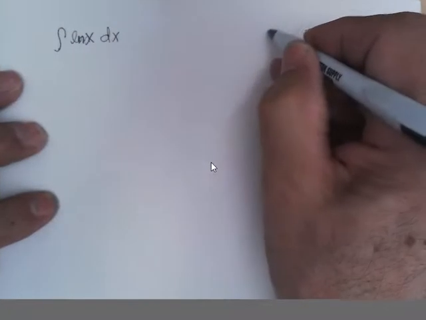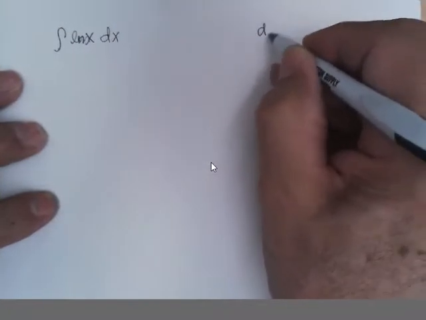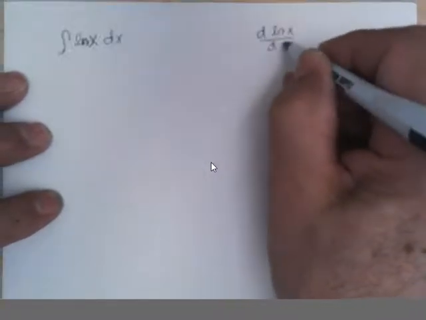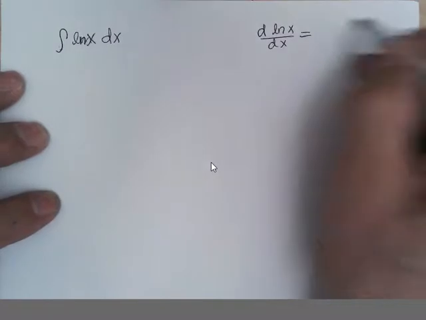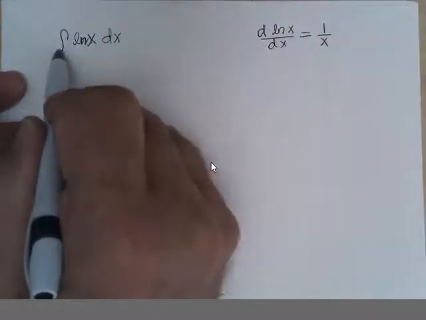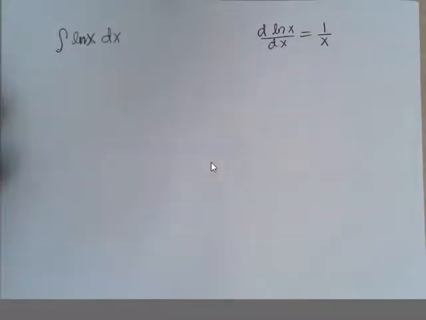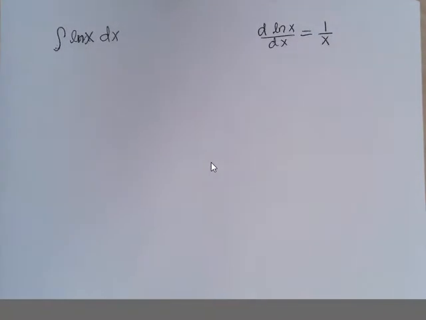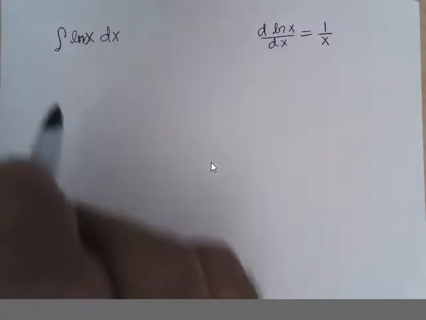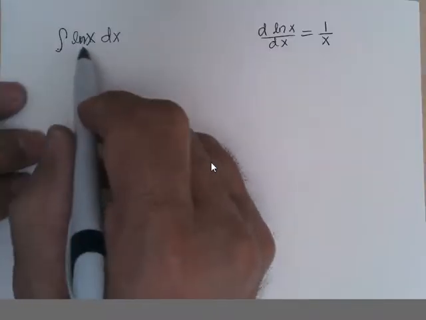Now, maybe you should put this on your note card. The derivative of ln of x is 1 over x. The antiderivative of ln of x is not 1 over x. It is not. It is not. The derivative is 1 over x. The antiderivative is not. So we're going to find that antiderivative by doing integration by parts.